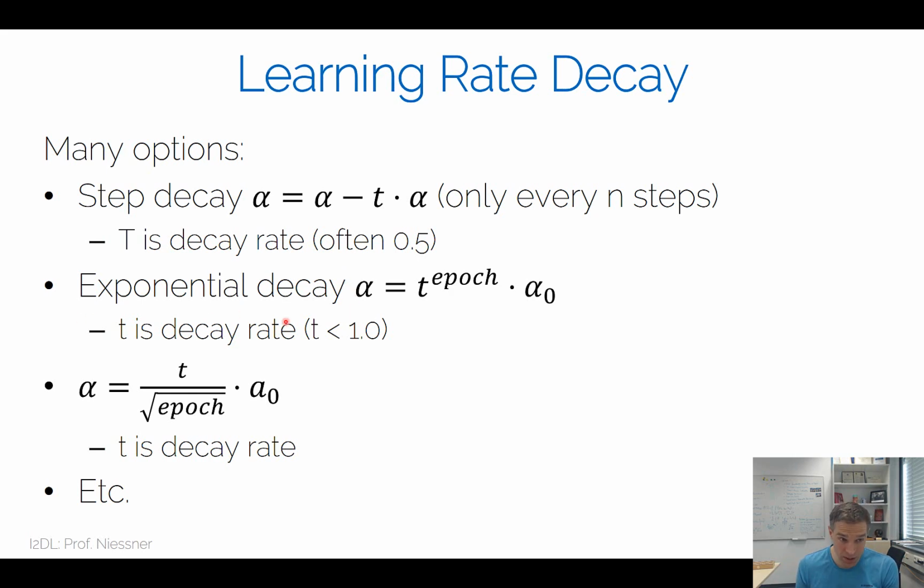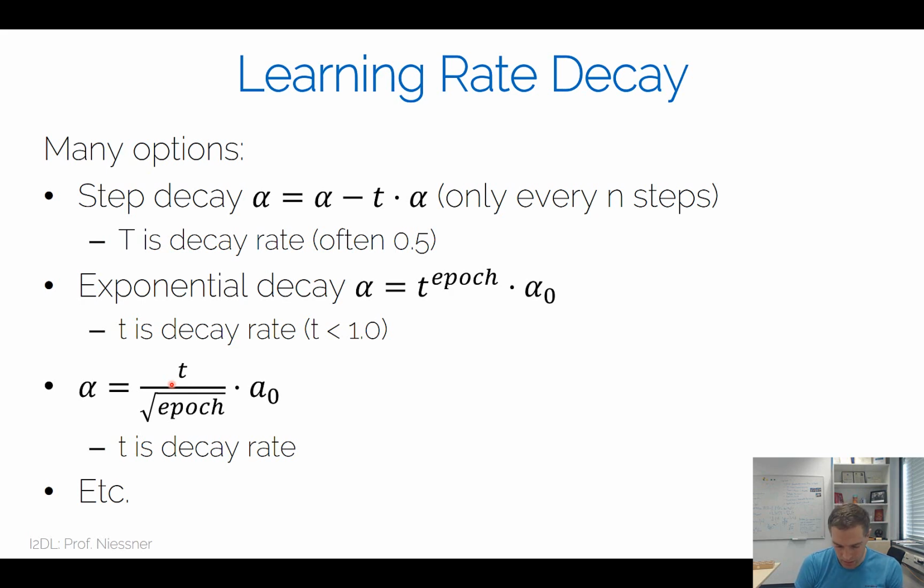We have an exponential decay, which is t to the power of the epochs times alpha 0. Again, alpha 0 is the initial learning rate, epoch is the epoch, and t is our decay rate. T should be smaller than 1.0, which means it's actually decaying over time. There are a lot of different options like these, and you can imagine people were quite creative when they came up with different learning rate schedulings. It turns out this is quite important because, as I said, at the beginning we want a very high learning rate, and as we move forward in our training, we want a lower learning rate.